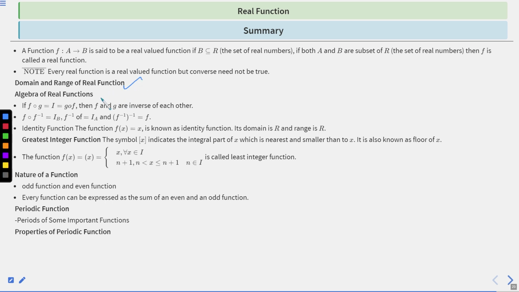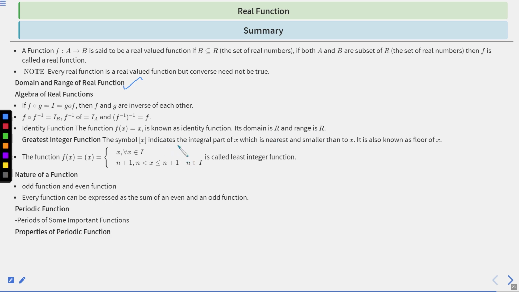After that, we have seen algebra of real functions, in which we have seen if f of g is equal to I is equal to g of f, then f and g are inverses of each other. If f of f inverse is equal to I_B and f inverse of f is equal to I_A, and f inverse of f inverse is equal to f, right? Now let's see identity function. The identity function f(x) = x is known as identity function. Its domain is R and range is also R.